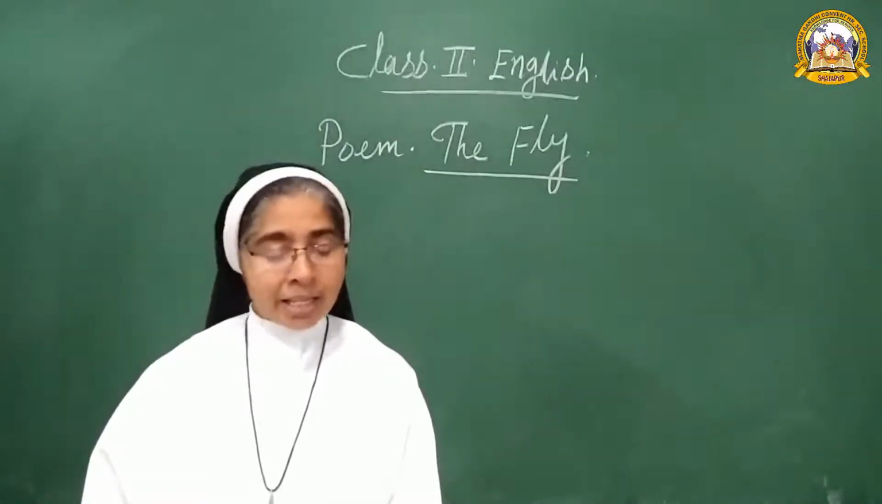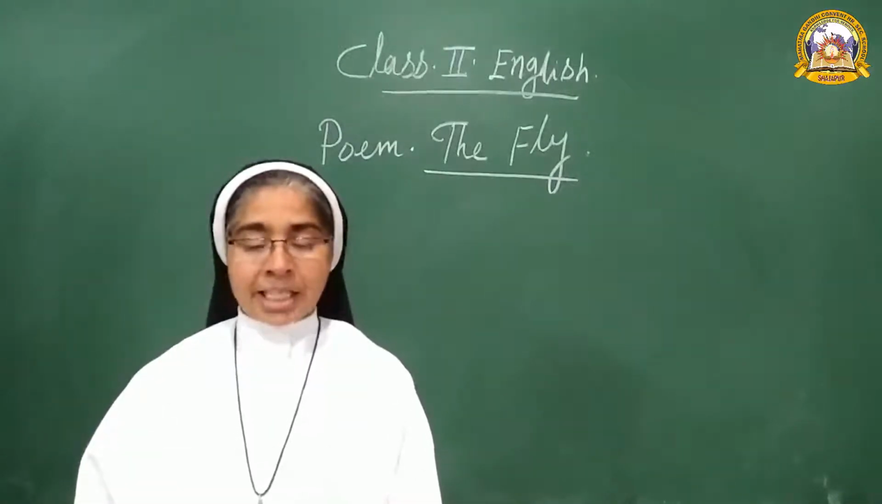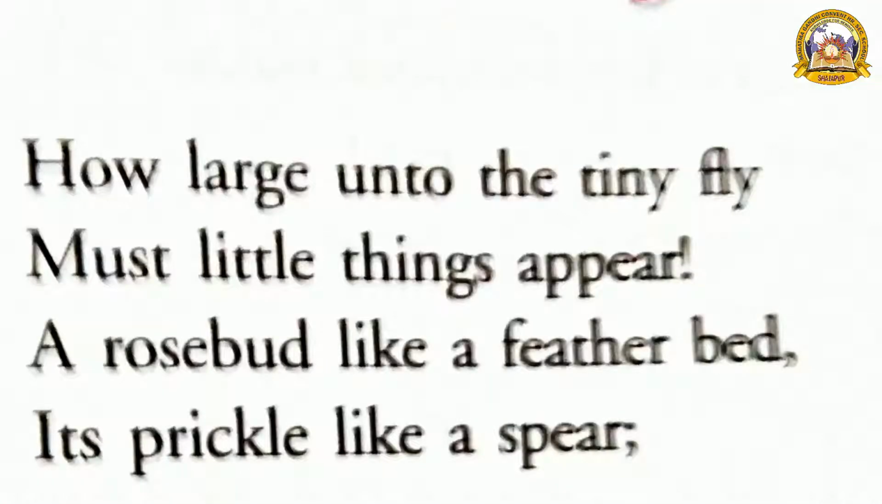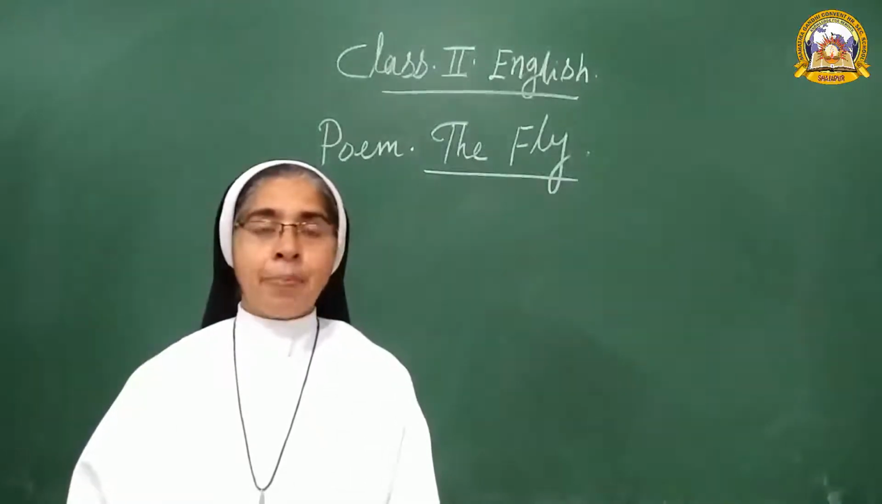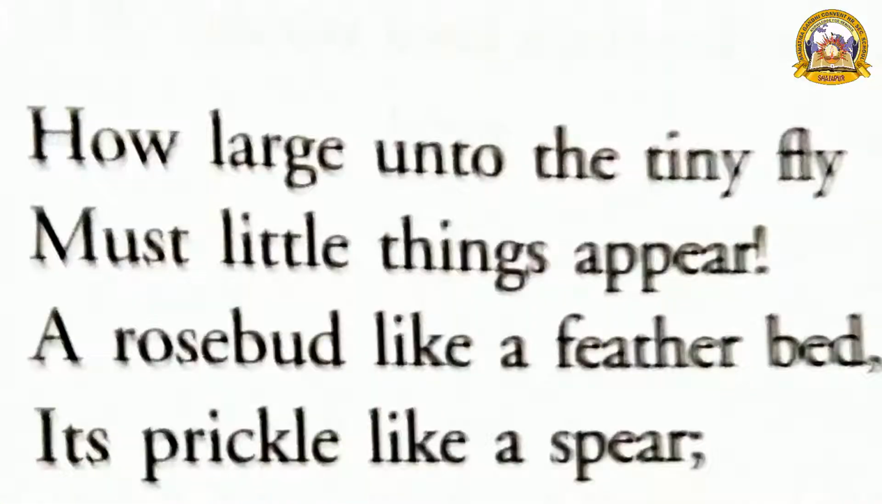Let us begin the poem. Page number 31. Let us start. How large unto the tiny fly must little things appear. The poet says that the things that appear small to us would appear very big to the little fly. A rosebud like a feather bed, its prickle like a spear.